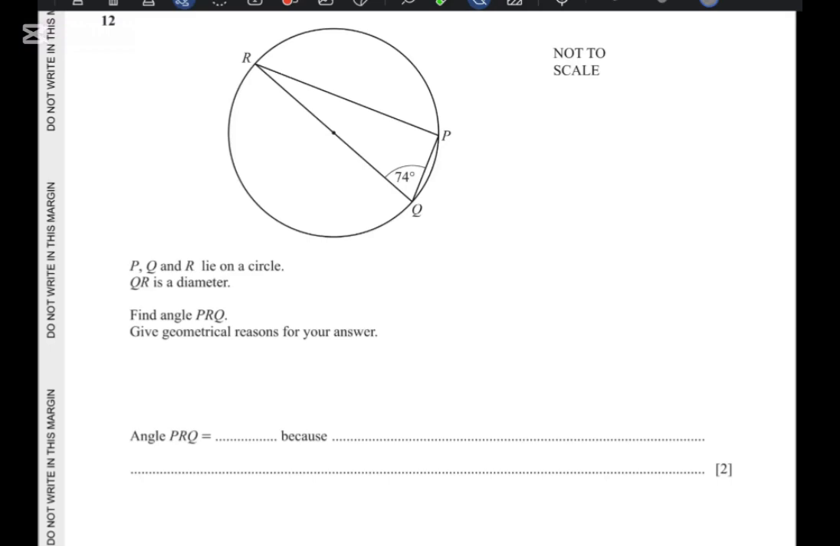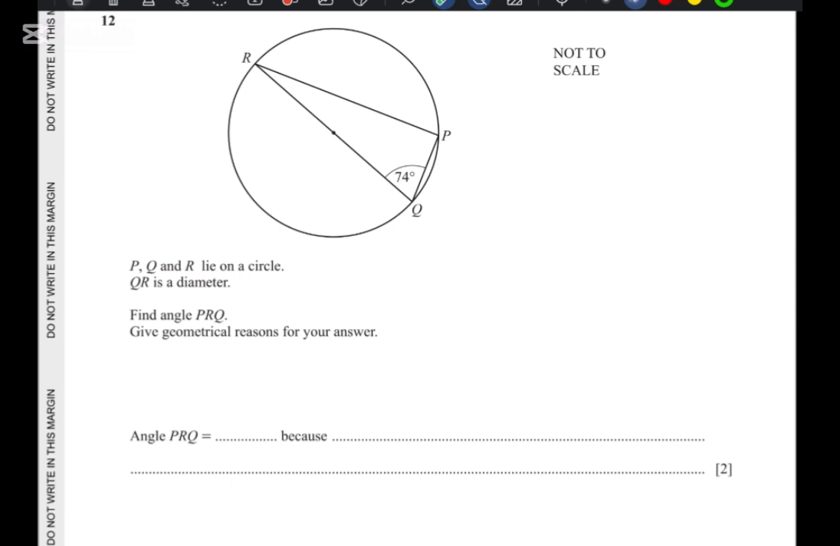Question number 12. P, Q and R lie on a circle. QR is the diameter. Find angle PRQ. This is the angle. Give geometrical reason for your answer.